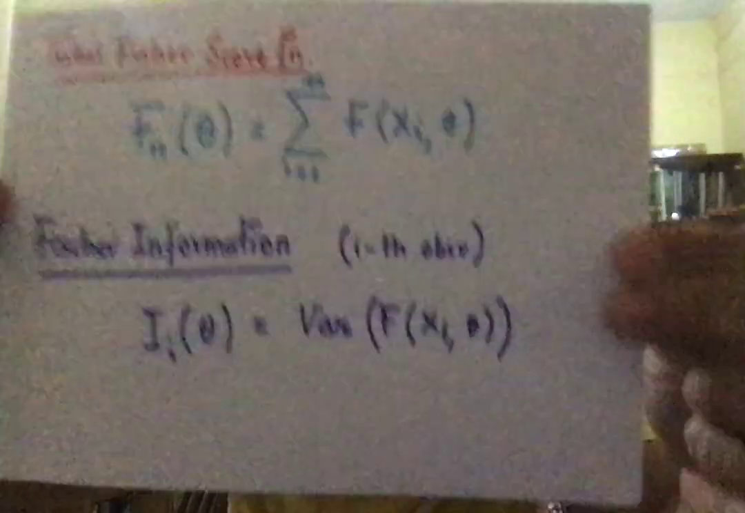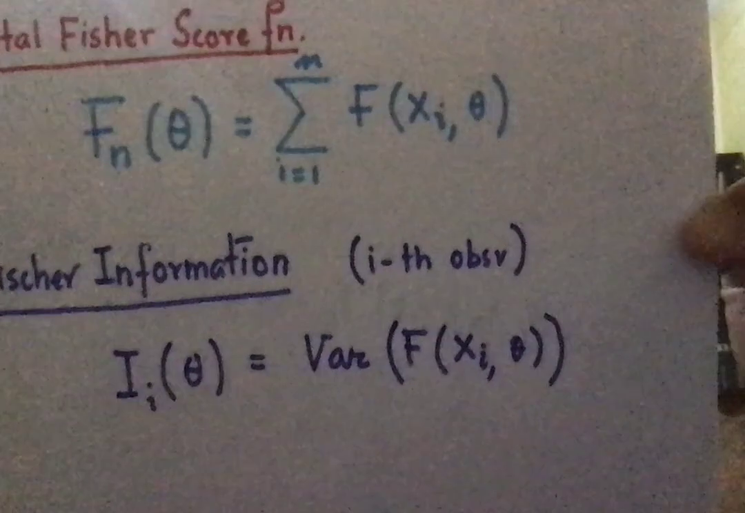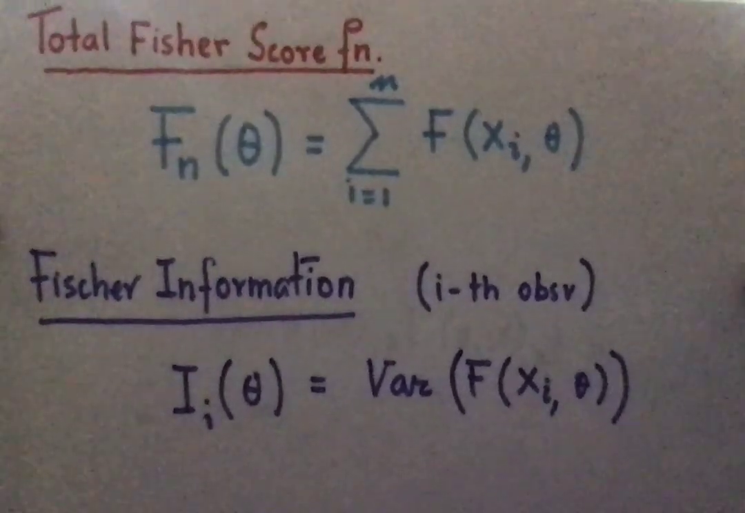The Fisher score function. Below it you have seen already the writing called Fisher information. Fisher information of the ith observation is the variance of the Fisher score, which tells you that I somehow try to capture a kind of error.